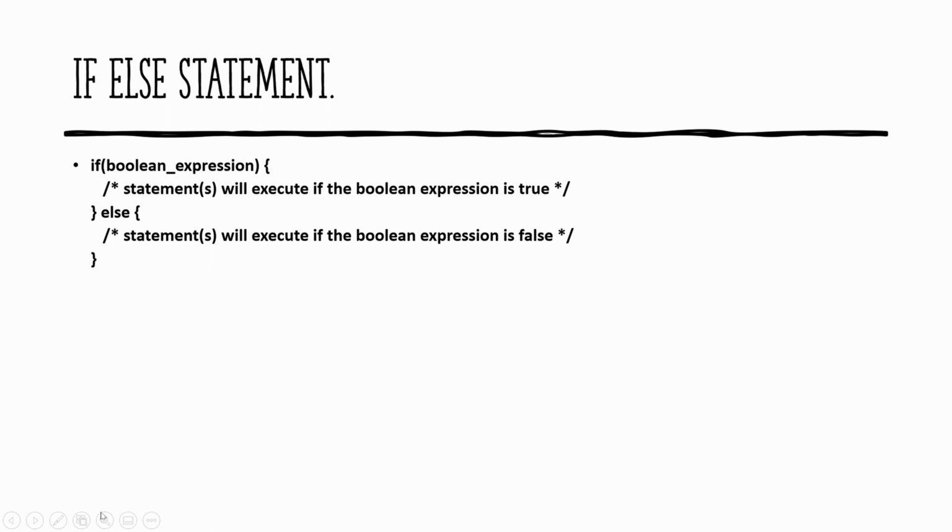Basically, the if takes a Boolean expression. A Boolean expression means that it gives a result of either true or false, or either 1 or 0, right? If the Boolean expression is true, then the if block will be executed, and if the Boolean expression is false, then the else block will be executed. Notice that the expression is given only to if, not to else, right? So this is the basic structure of the if-else statement.